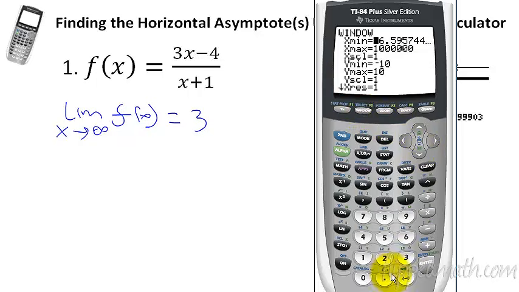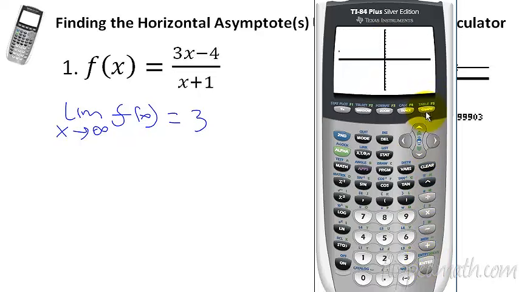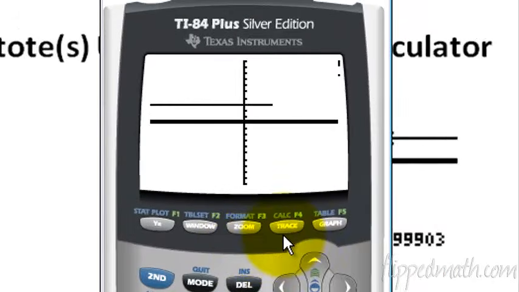So on my window, I'm going to type in a negative 1, 0, let's see, 100,000, 10,000, 100,000, and there's a million. Let's plug in a million to the left for my x min and graph that puppy.